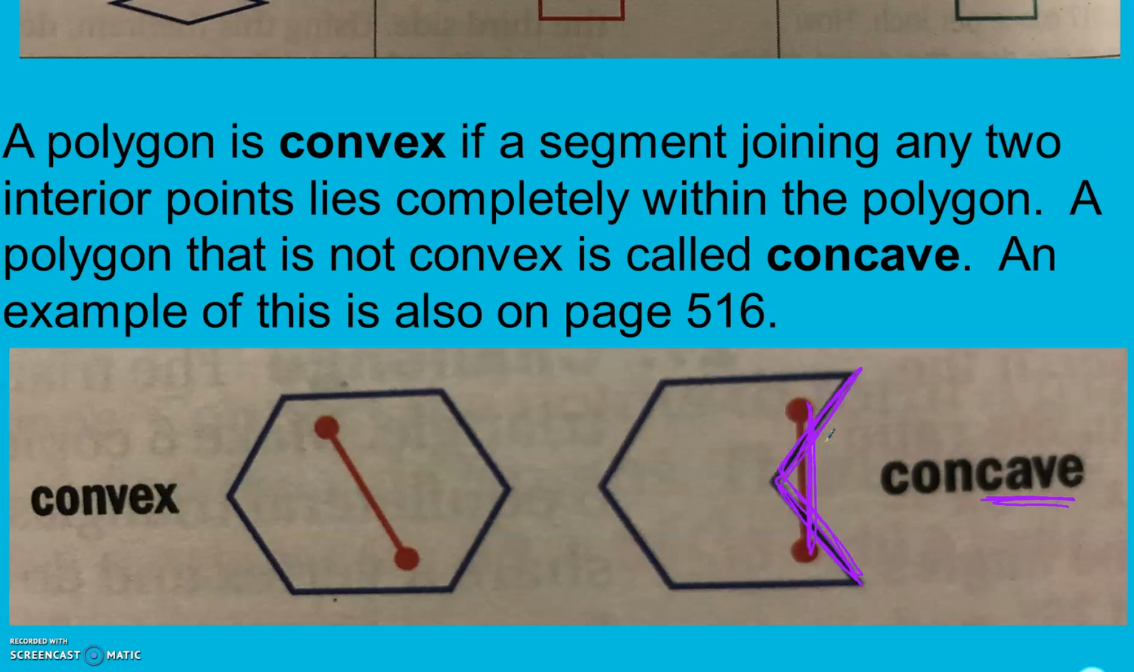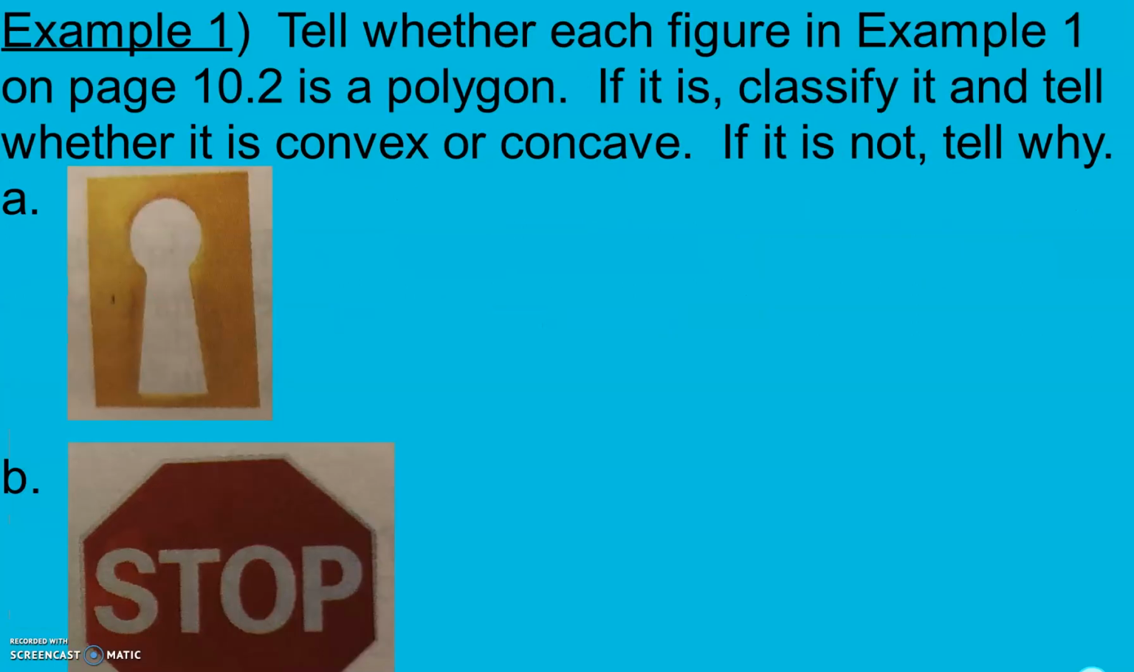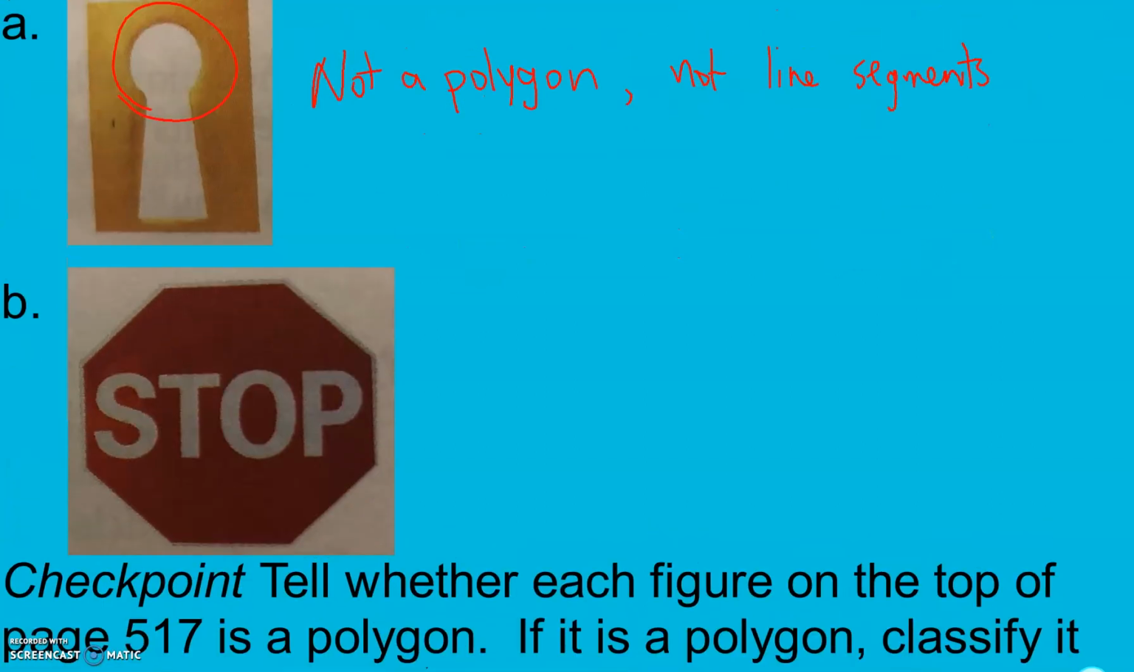So concave, convex. Example 1 wants us to tell whether each figure is a polygon. If it is, classify it and tell whether it's convex or concave. If it's not, tell why. In A, it is not a polygon. It's closed. It doesn't intersect itself, but it has curved surfaces. So it's not line segments, or it has curves. In B, this is a polygon.